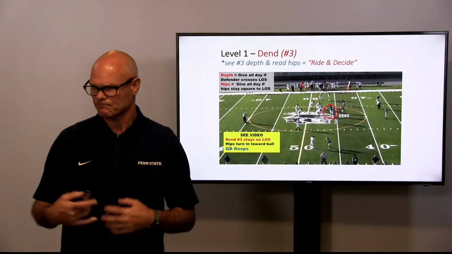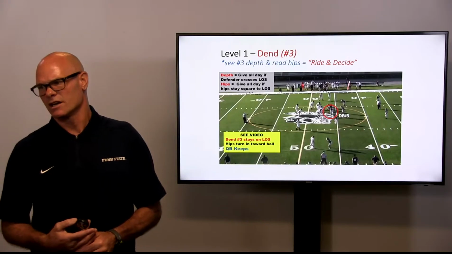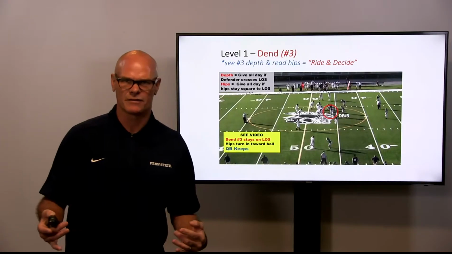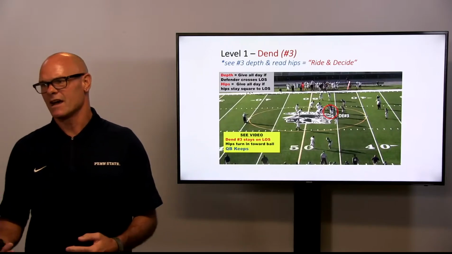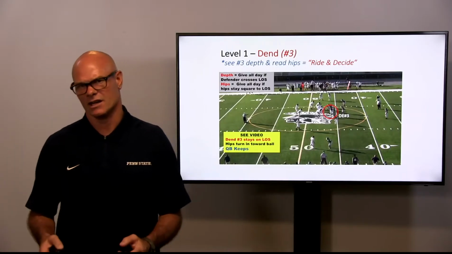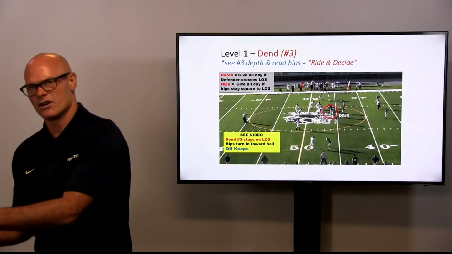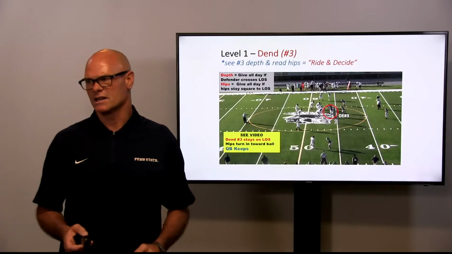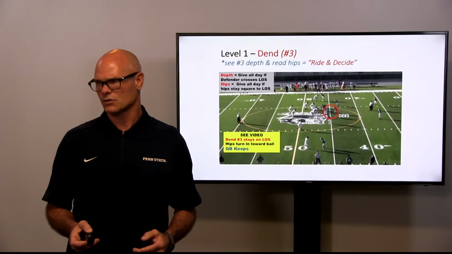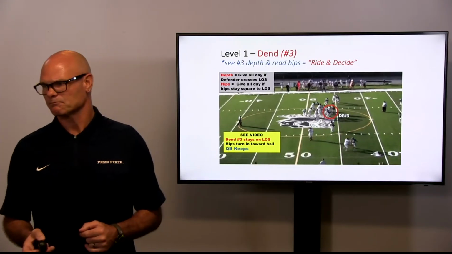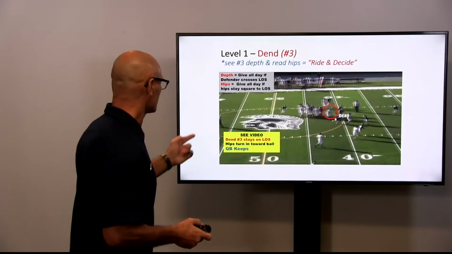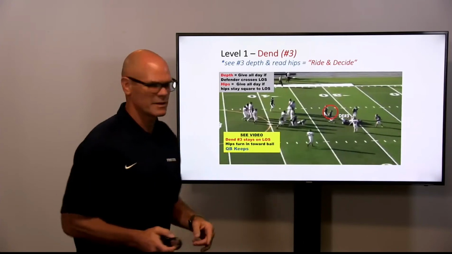With the next one, same play, same ride and decide with defensive end or level 1. Now the defensive end stays on the line of scrimmage, so their depth stays on the line of scrimmage, and they turn their hips, then we can go ahead and keep it. So again, you see the defensive end turns his hips, and then he's off. Good keeper, you keep, same play.